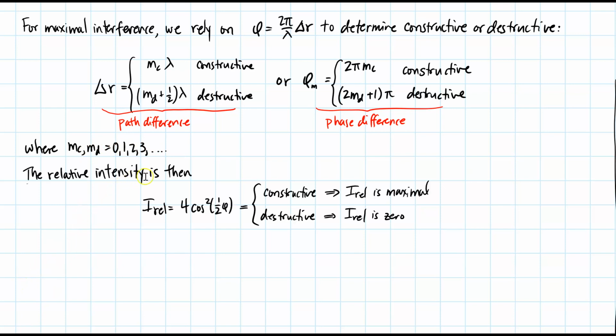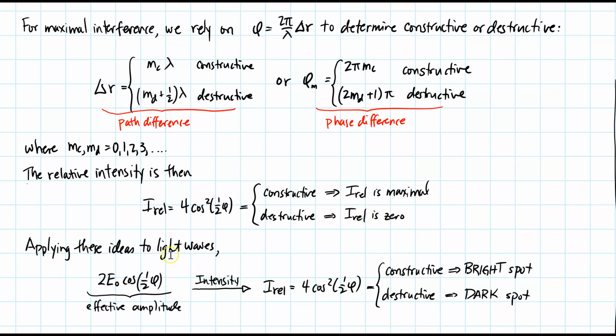But it is the relative intensity that we measure. So the relative intensity, which is equal to 4 cosine squared of 1/2 phi, if it's constructive, then I relative is maximal. If it's destructive, then the relative intensity is 0. Applying these ideas to light, if I have two light waves that have a path difference, they acquire a phase difference. So therefore, the effective amplitude is 2E naught cosine of 1/2 phi. The intensity, which is the relative intensity then, if it's constructive, I'm going to get a bright spot. If it's destructive, I'm going to get a dark spot.